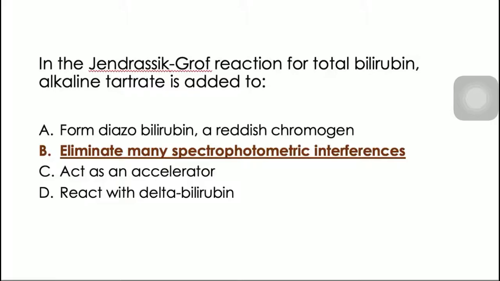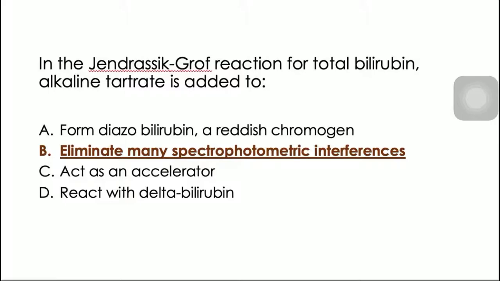Kasi reddish purple, nakaset po yun at 450 nanometer, while for bluish purple or bluish chromogen, it will be absorbed at 600 nanometer. Yung 450 po is similar to the absorbance of your hemoglobin and other interfering substances. Pero kapag nasa 600 nanometer po yun, it is away from the interferences such as hemoglobin. So, mas maganda yung measurement kapag Jendrassik and Grof at 600 nanometer.